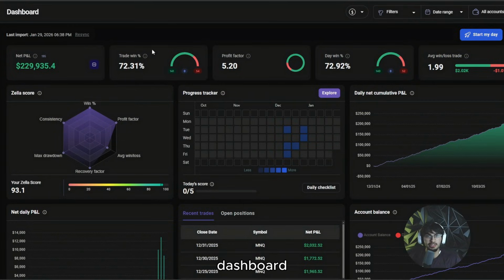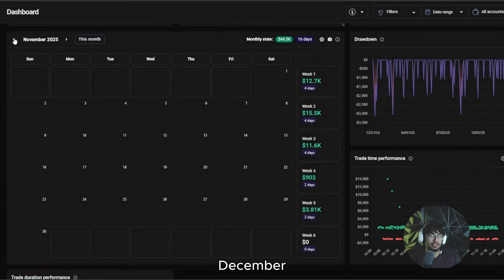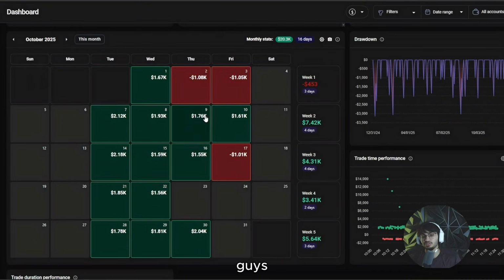And here's my TradeZella dashboard across all my accounts trading this strategy. We usually have a 65 to 70% win rate. I usually target 2R always, and this is what the months look like: December, November, October, and as you guys can clearly see, we lose, but the winners are more consistent and way larger.